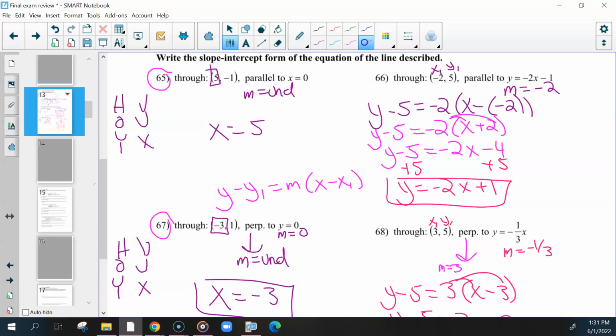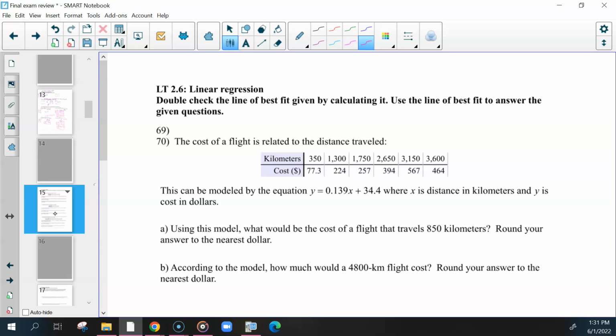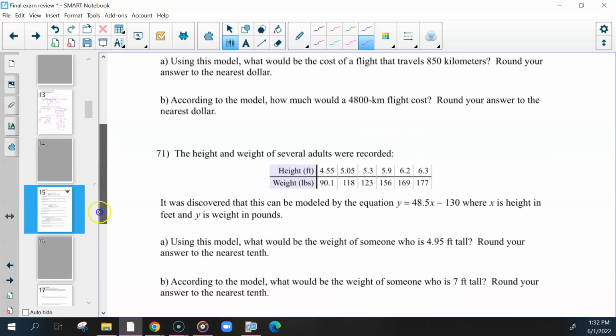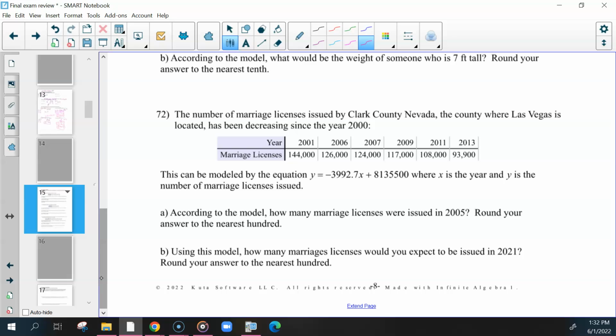Any others on this page? The next page, you need your calculator, so if you don't have that, go grab it. The 69 on this was a typo, so ignore that. We're going to do number 72.